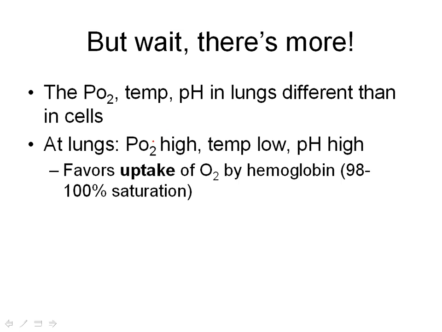So at your lungs, the oxygen levels are high. The temperature is low. The temperature inside your body is almost 40 degrees, which is warmer than most of the air that you breathe. So the temperature is lower and the pH is higher. It's around neutral, maybe even slightly basic. And those three conditions: a high temperature, a low pH, high oxygen, low temperature, and high pH. There we go, got it that time.